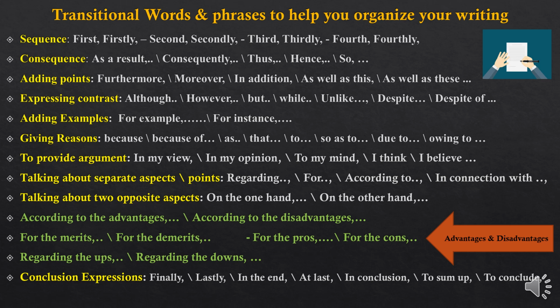To talk about advantages and disadvantages, you can use according to the advantages, according to the disadvantages, for the merits, for the demerits, regarding the ups, regarding the downs. For conclusion expressions, you can use finally, lastly, in the end, at last, in conclusion, to sum up, to conclude.